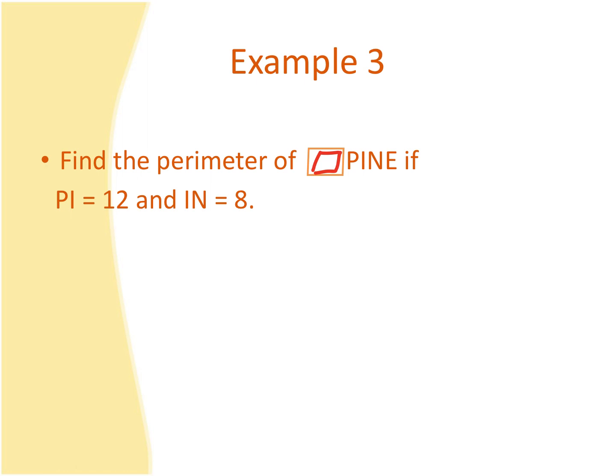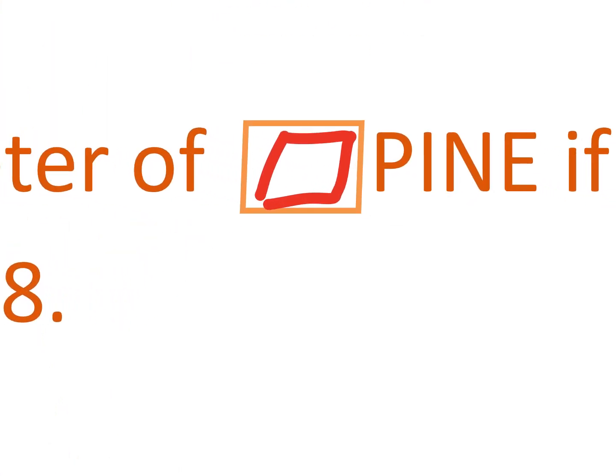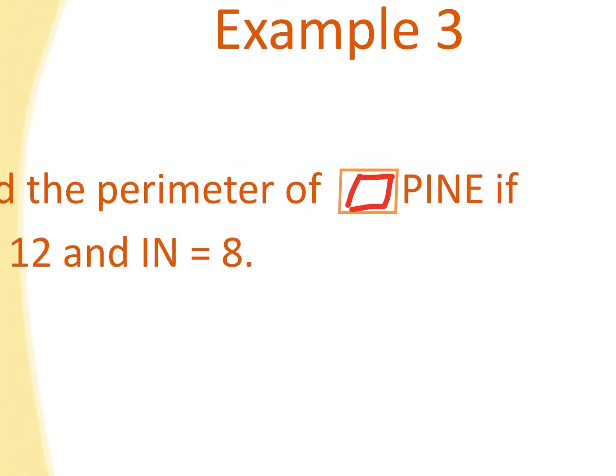Example 3. Find the perimeter of PINE. Guys, your symbol should look like a parallelogram symbol. So make sure that you fill in the parallelogram symbol, the italicized rectangle. It will not look like that symbol that's circled, okay? It will look like what's inside, okay? It'll have to have those slants on it.